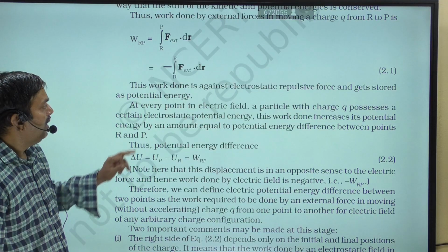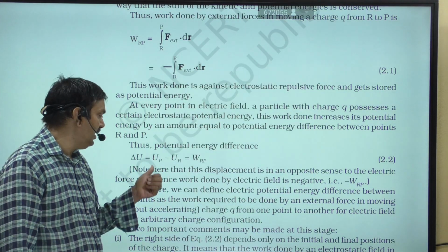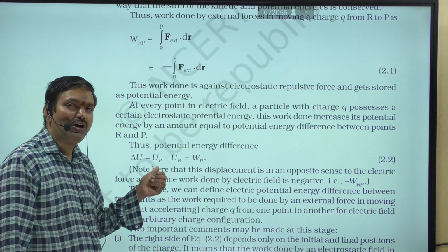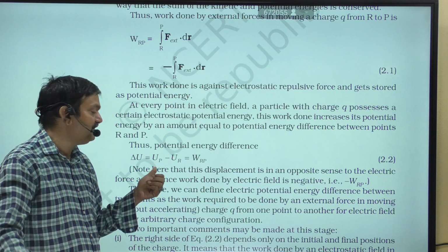Normally, because potential is denoted by the symbol U, potential at any point is denoted by the symbol U. So it is evident from our previous discussions, like first year.